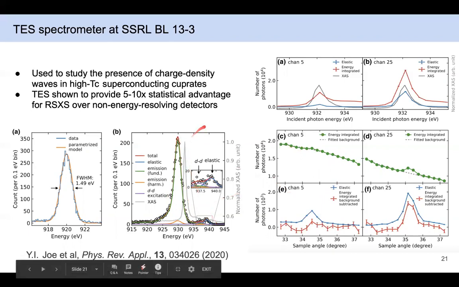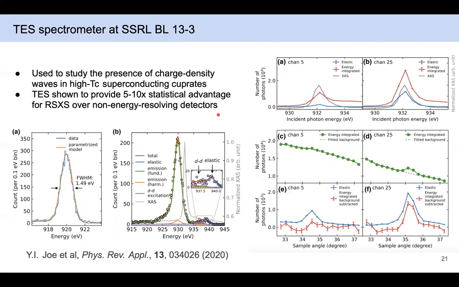So in this example, the TES provided a statistical advantage of about 5 to 10 times over an energy integrating detector. If you're interested in learning more, I've listed a reference here that will tell you more about both the CDW experiment, the experimental station setup, and the TES spectrometer.